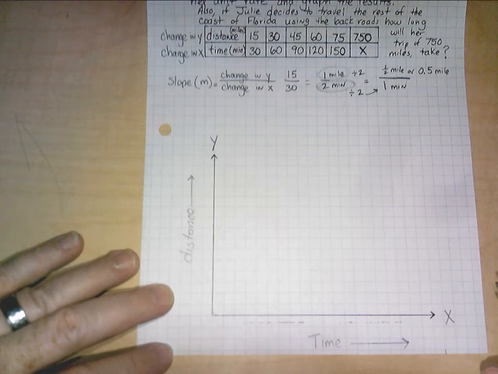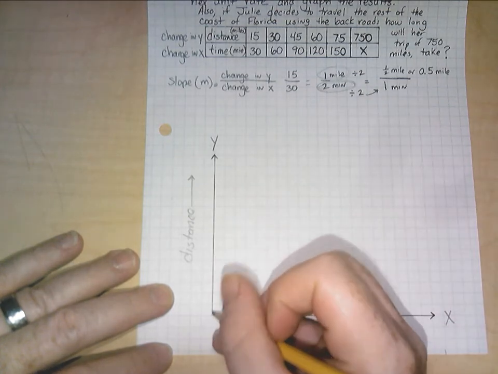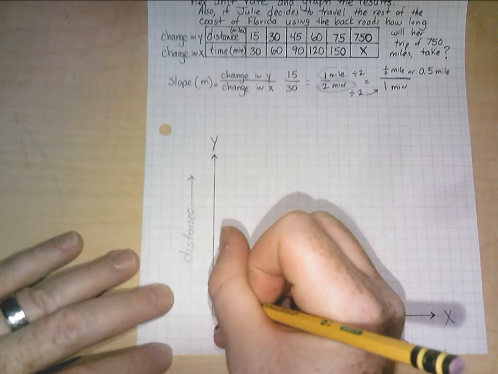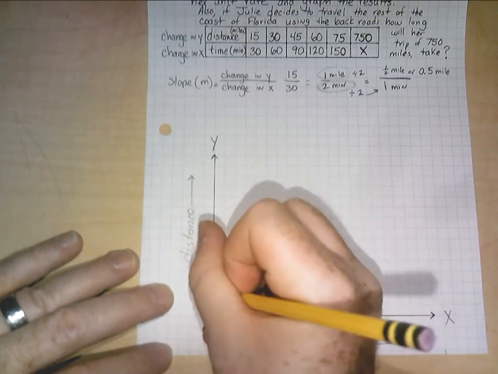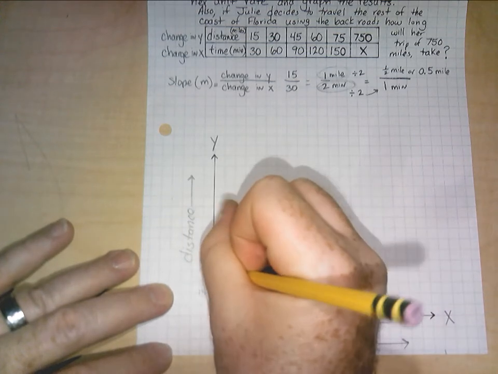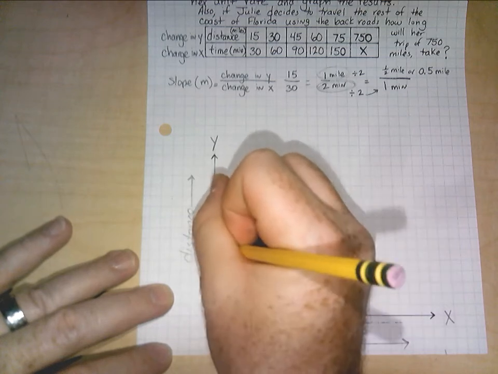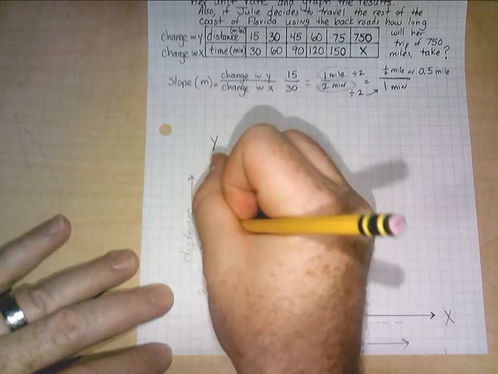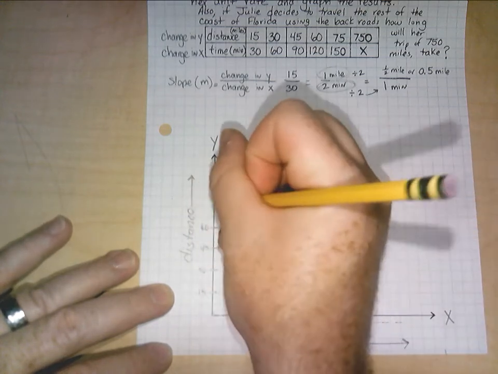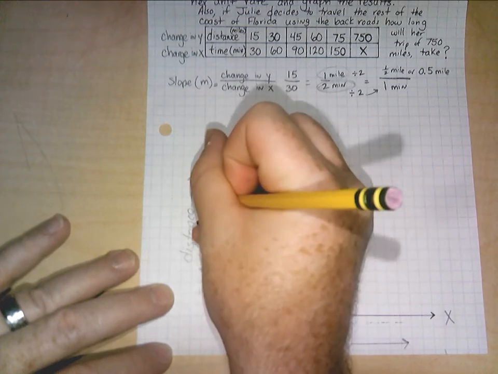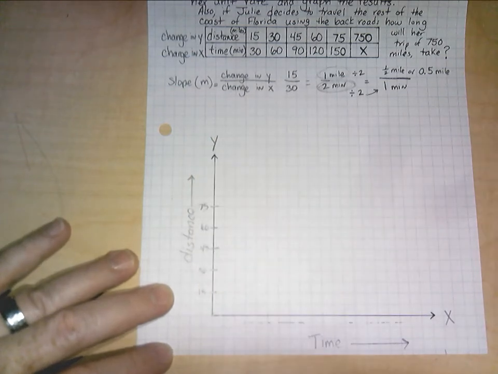We could do it by 15s. So if you don't want it to be that high, we can say maybe every 2 blocks is 15. So this could be 15, this could be 30, this could be 45, this could be 60, this could be 75, and of course 750 is not even gonna fit on this.